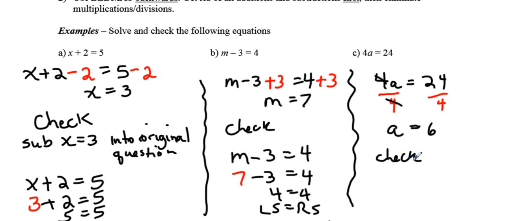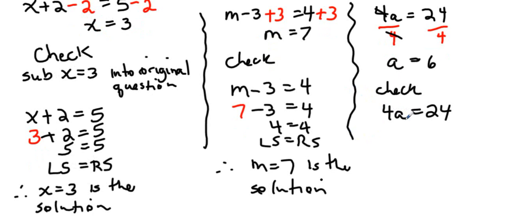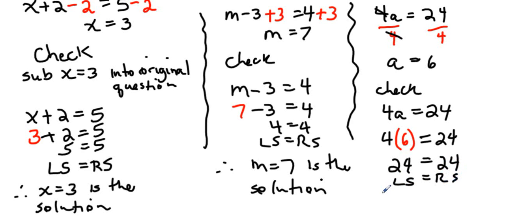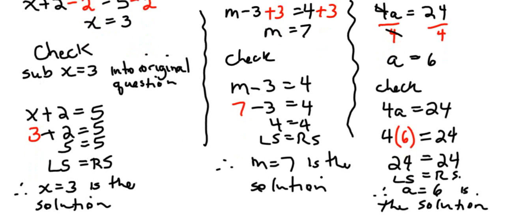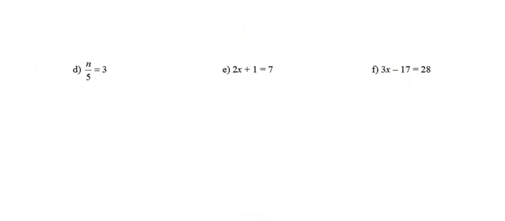Now we can check that one as well. We're going to write down our original, 4a equals 24, and then all we would do in this case is substitute in for our a. So we decided that a was 6. And so 4 times 6 is 24 on that side. We still have a 24 on this side. Left side equals right side. Therefore, a equals 6 is the solution. Okay, not so bad, huh? All right, so that's the first 3 examples. Let's move to the next page.